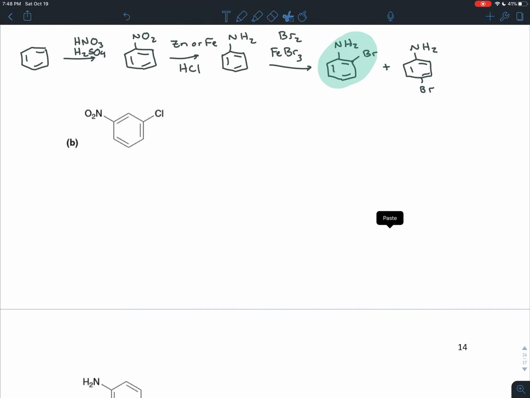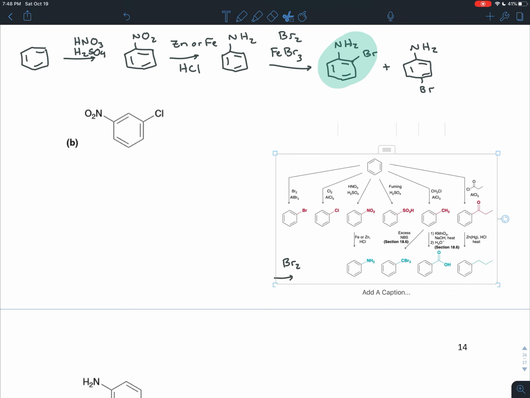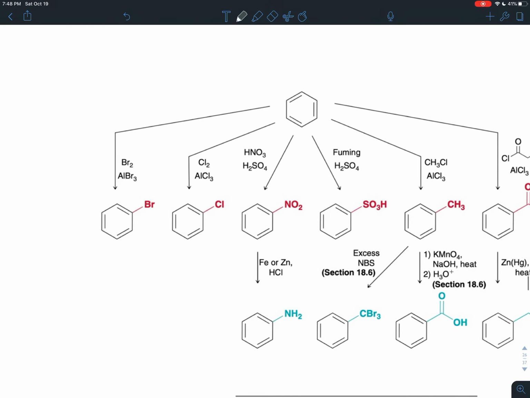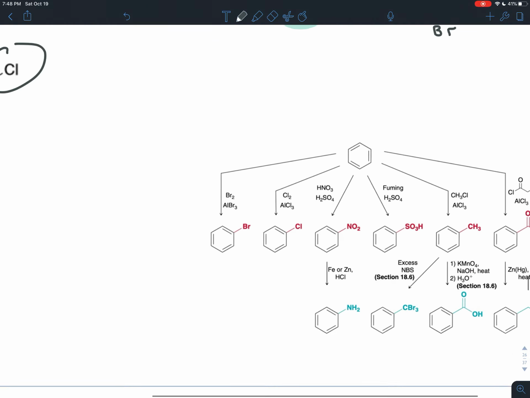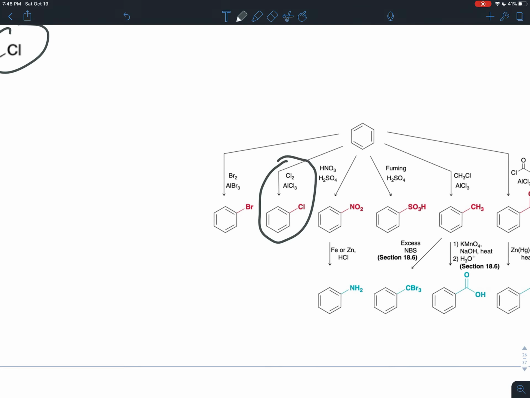So let's try doing the same thing. We can refer to our little tableau, our little recipe book of reactions here. So first, let's just decide what recipes we need to use. If we're adding a nitro group, then we're going to do nitration. We'll use nitric acid and sulfuric acid. So in order to put that on, we'll need to do HNO3 and H2SO4. For the chlorine, we'll do chlorination, so we'll add the Cl2 and the AlCl3.